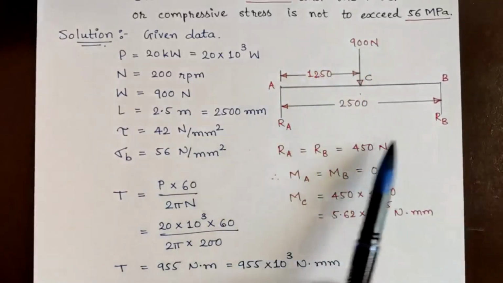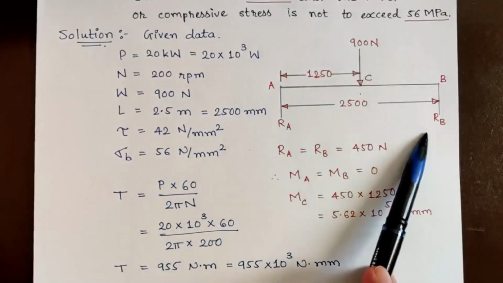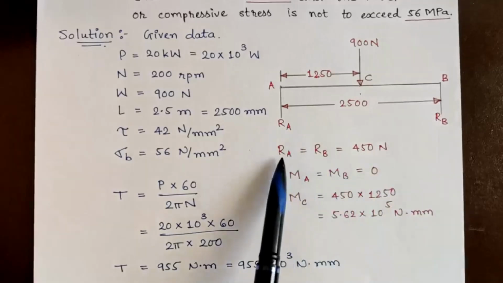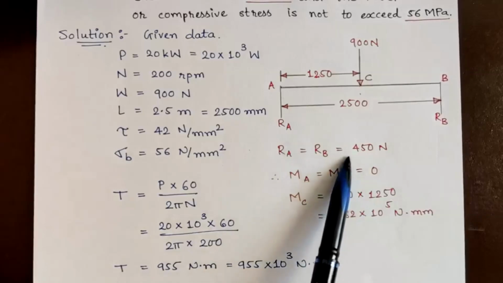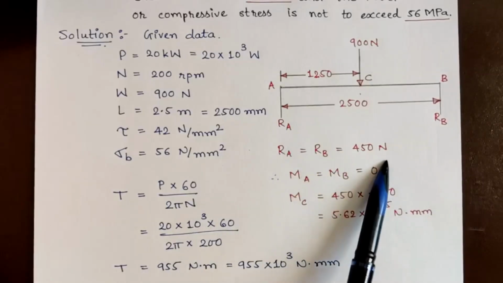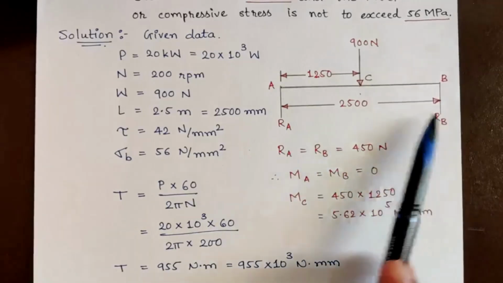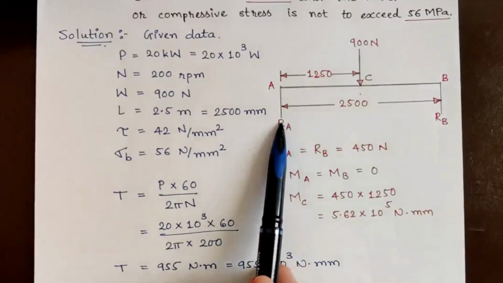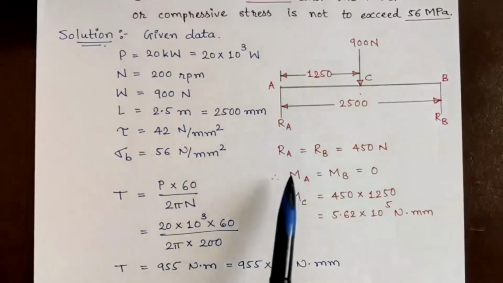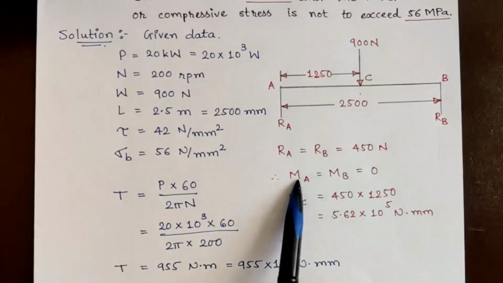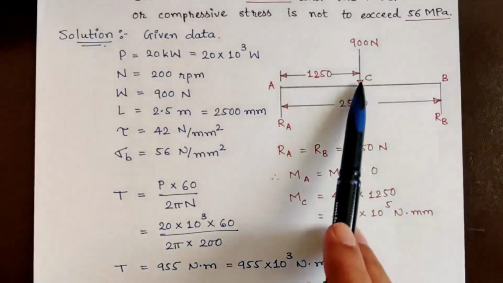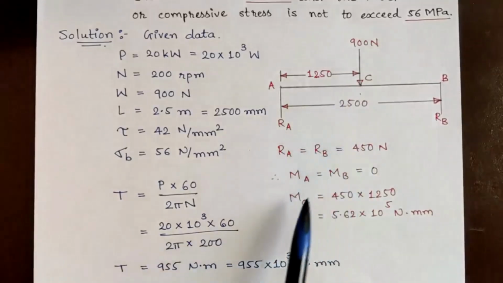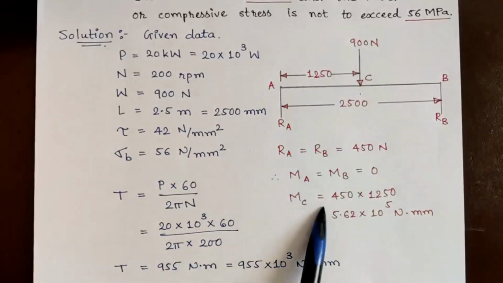So in this case, the reaction will be equal. So we can directly find out RA is equal to RB. It will be 450 Newton. Now at the end point of this beam or shaft, we know that bending moment will be 0. So MA is equal to MB, which will be 0. So only one point is remaining, that is moment around point C.